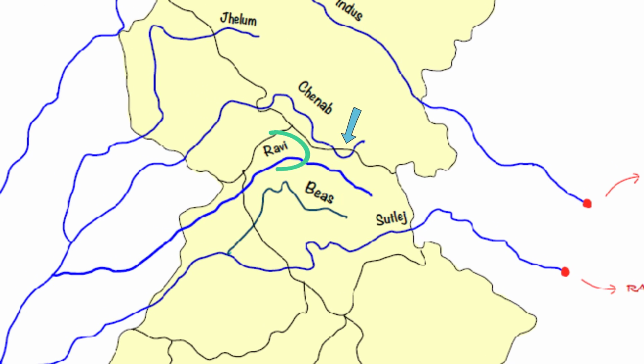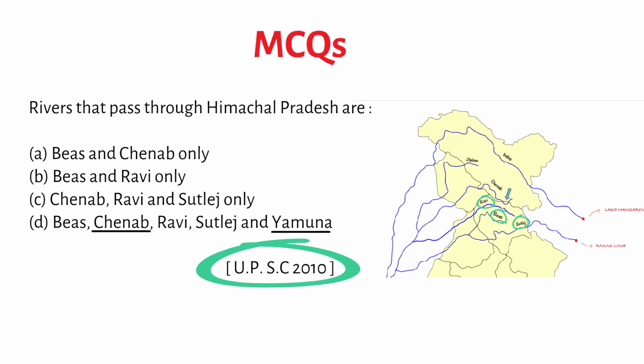Let's look at the map. We can see that Ravi, Beas and Satluj absolutely flow from Himachal Pradesh. There is no doubt about it. You need to be very confident about this fact. Let's look at the first option. Rivers passing through Himachal Pradesh are Beas and Chenab only. But I know Ravi, Beas and Satluj absolutely flow from Himachal Pradesh. So this option is incorrect.